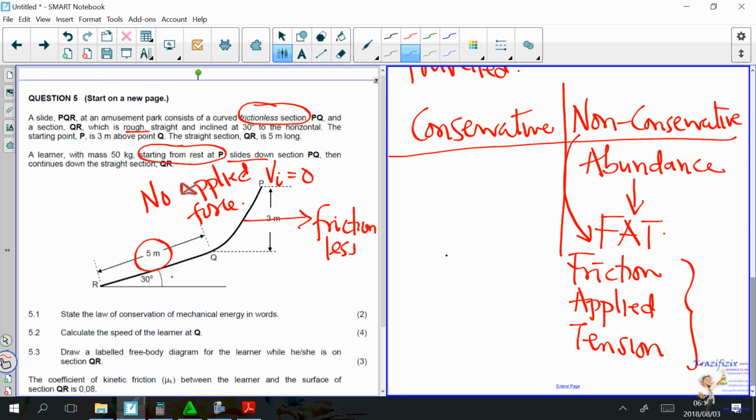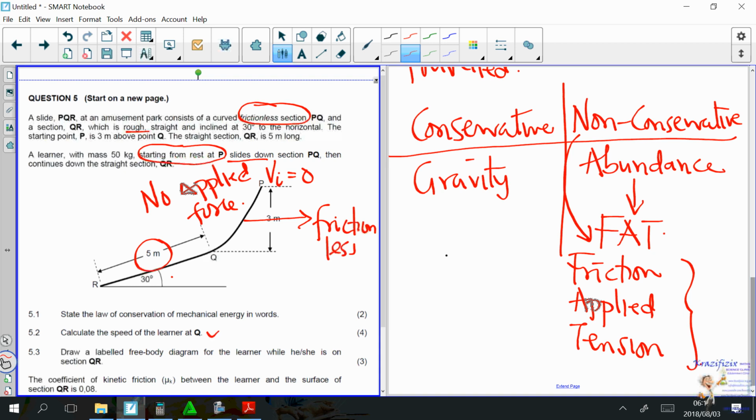Awesome. What about conservative force? We said what? Gravity and electrostatic force. But for this particular topic, let's leave it like this. Non-conservative is FAT. Great. And you'll be able to attempt your questions. Now, let's look at 5.2. I'm going to look at two ways, which are basically the same, of doing this. Calculate the speed of the learner.